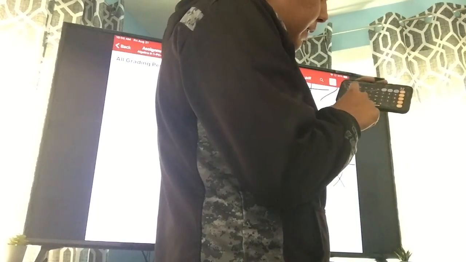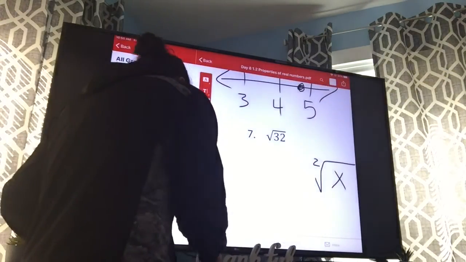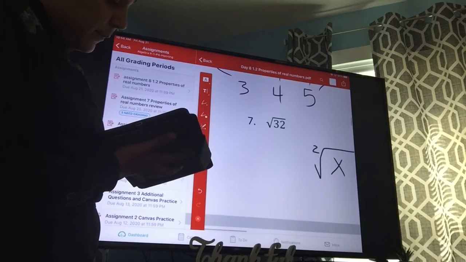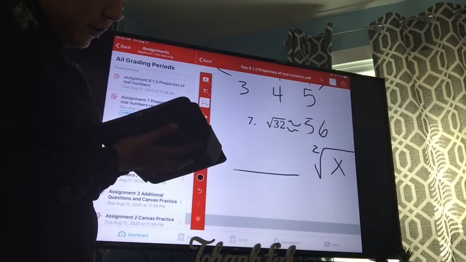So you're going to hit that button, and 5.6 is going to be approximately that number. So you got approximately 5.6. So draw your number line.